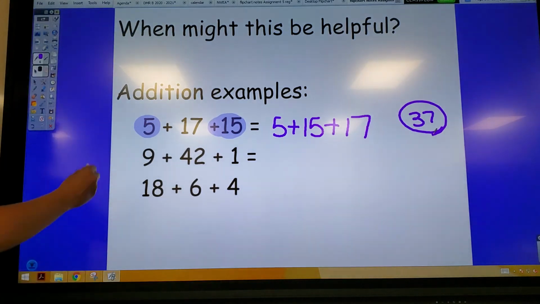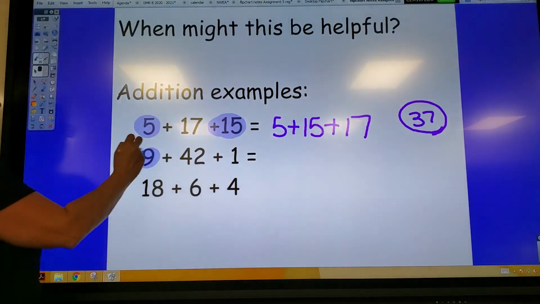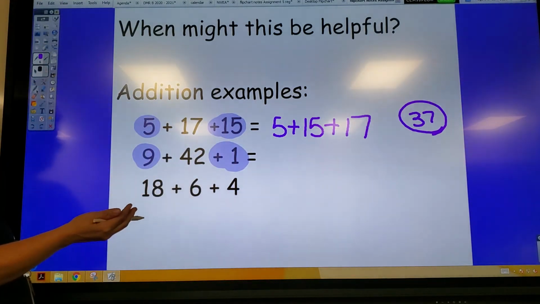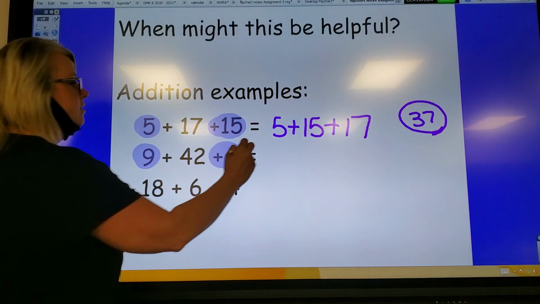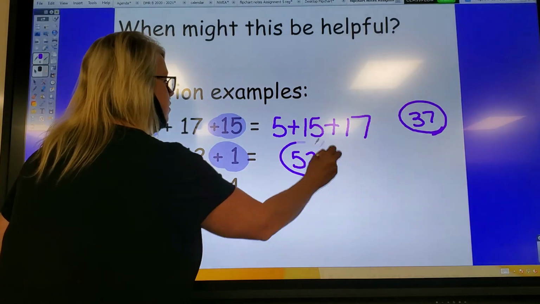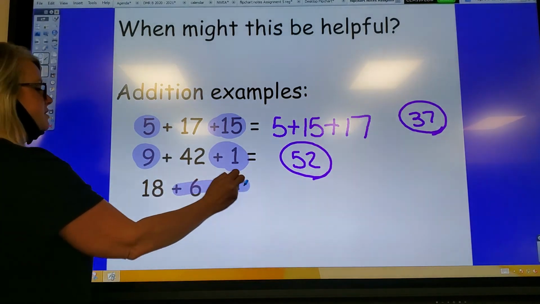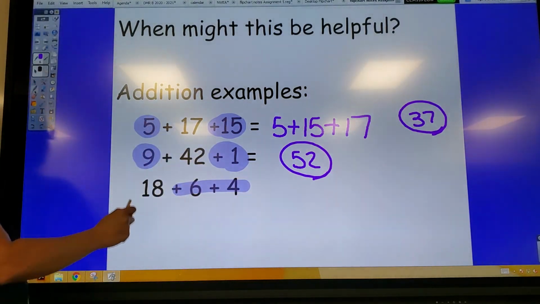Now in this one, what would you add first? What would you add together? The 9 plus the 1, which would give you 10, and then 10 plus 42, 52. What about in this one, what would you add together? The 6 plus 4 would give you 10, plus the 18, 28.